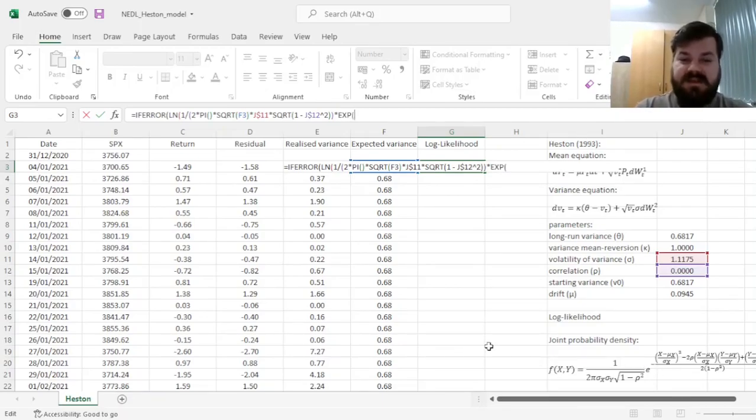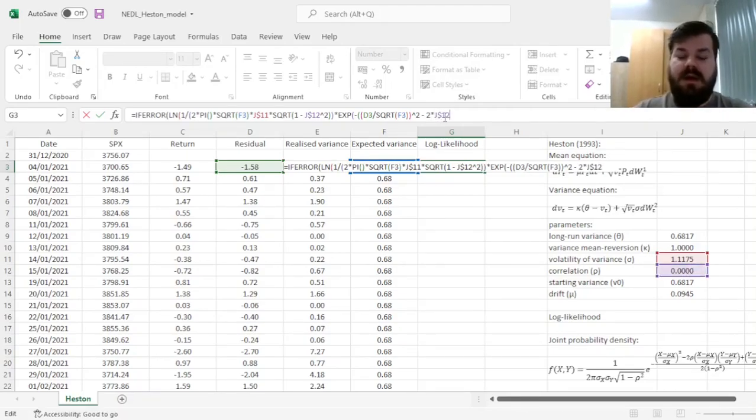So we multiply it by the exponent of minus, and then we open parentheses and account for this particular fraction. So in the numerator of the fraction, we would have the deviation of x, so the return from its mean or expected value. That would be the residual over here. That would be divided by the square root of the expected variance. And that needs to be squared. Then we subtract 2 times the correlation, locking the cell here as correlation is a fixed parameter, and times it by the product of z-scores, or scaled deviations of both processes, mean and variance.